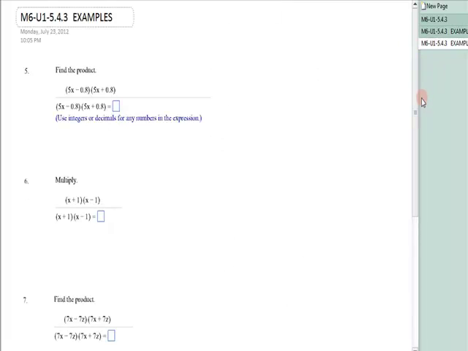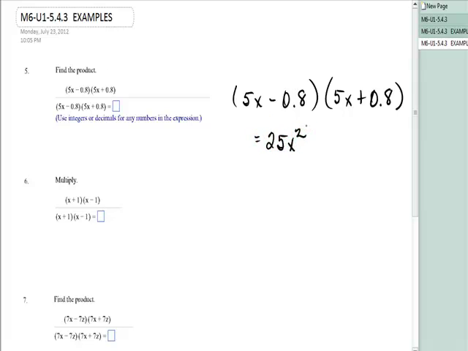All right, a few more. I have 5x minus 0.8 times 5x plus 0.8. 5x times 5x gives me 25x squared. Don't care about outers and inners because it is a sum and difference product. Negative times positive is negative, and it's going to be 0.64, and it could be .64. That 0 in front is optional.